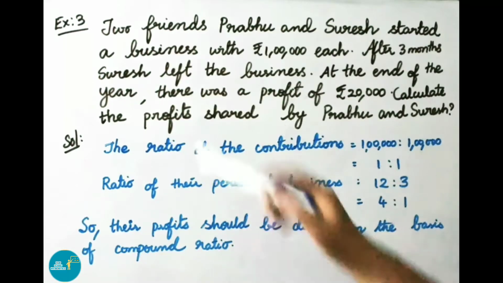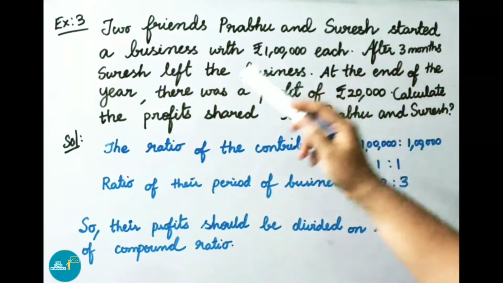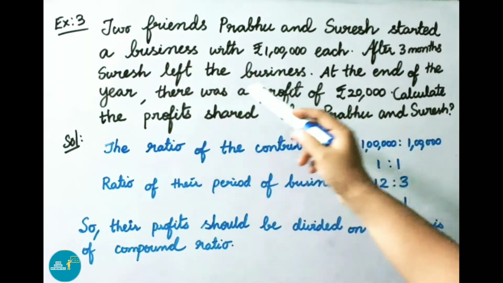Now example 3: two friends, Prabhu and Suresh, started a business with 1 lakh each. After 3 months, Suresh left the business.